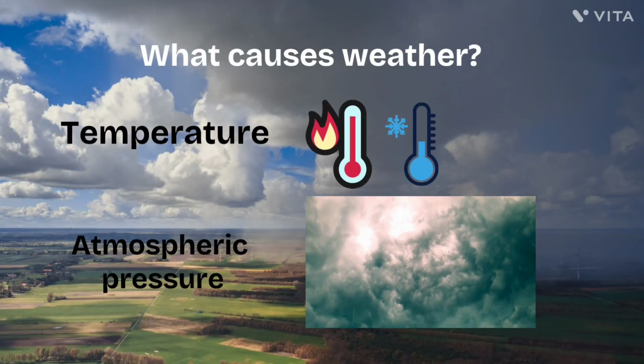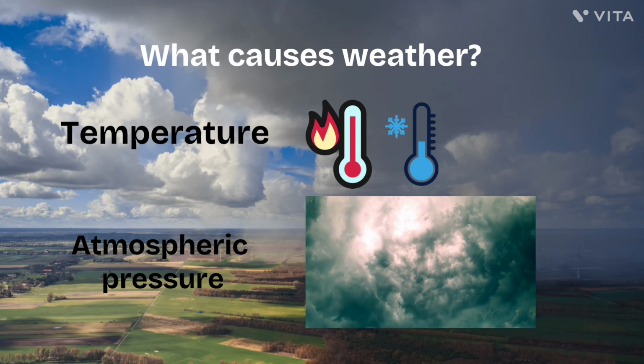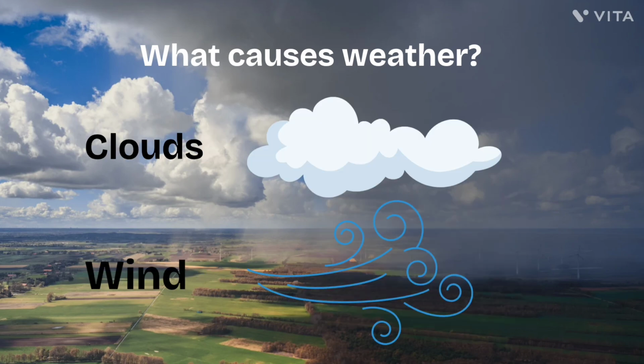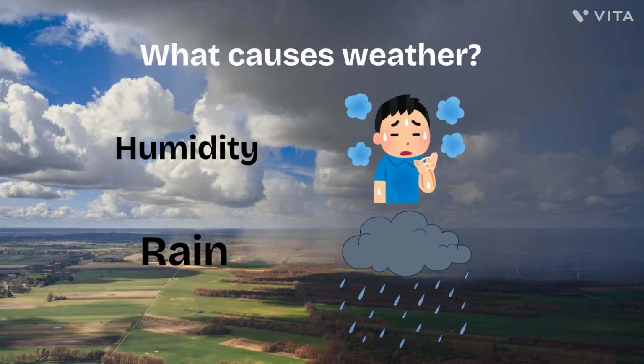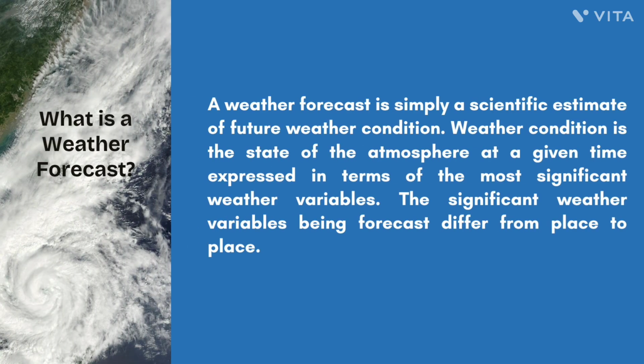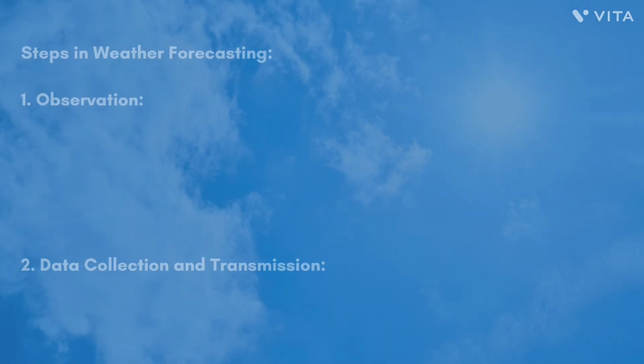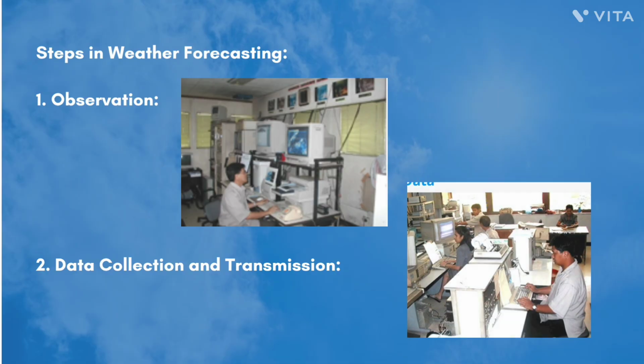What causes weather? Temperature, atmospheric pressure, clouds, wind, humidity, and last is the rain. A weather forecast is simply a scientific estimate of future weather conditions. There are steps in weather forecasting.